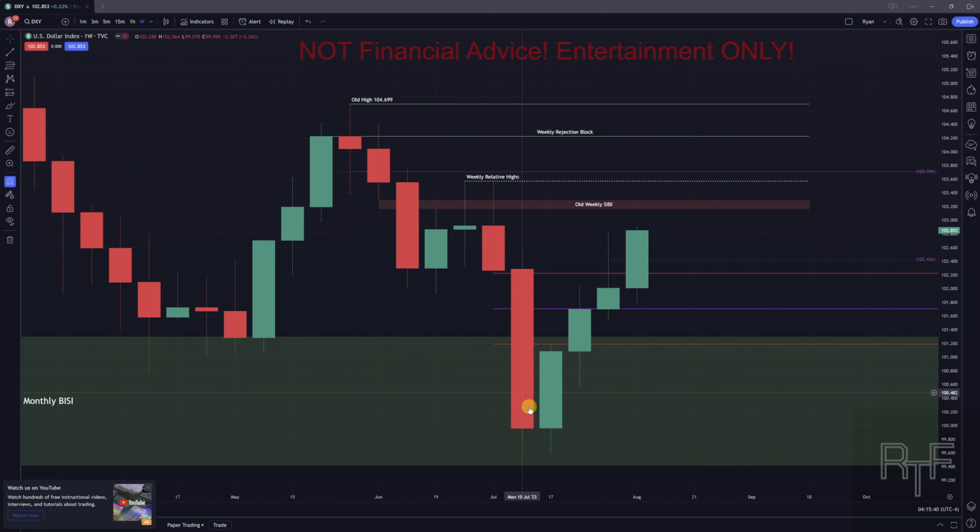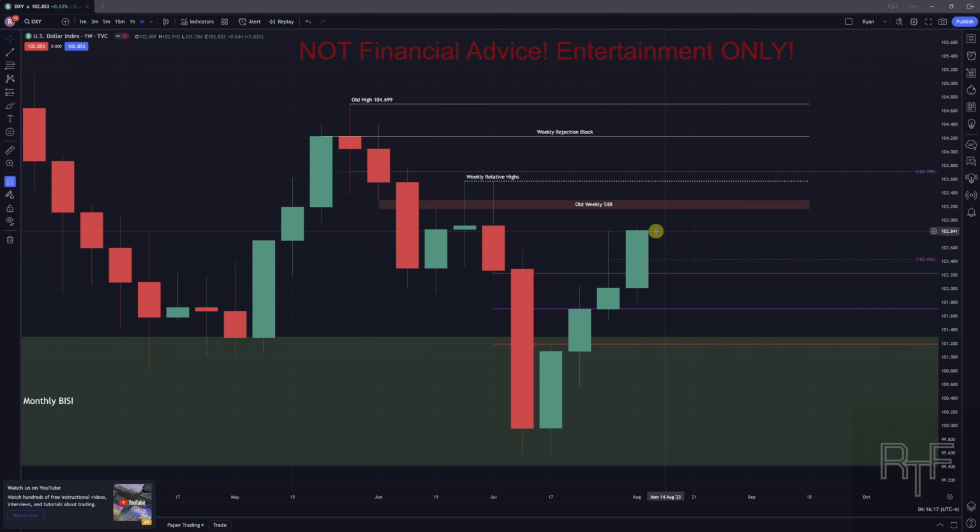So we see price trade down into the monthly BISI and then come up through the weekly SIBI here, denoted by the two red lines. It traded up, back into it, and then this week it closed above last week's high and above the weekly SIBI. So I want to see this weekly SIBI act as support still. Last week I mentioned that I want to see price stay within the upper half of the SIBI, which it did. It never got below 50% of it, which is great.